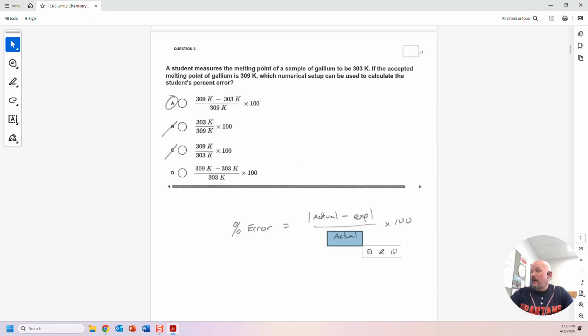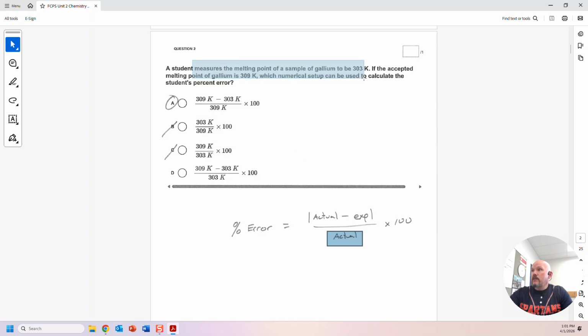So again, it doesn't matter if you do experimental minus actual or actual minus experimental. That doesn't matter. But what matters is you're taking the absolute value of the difference and then you're dividing by the true value, the known value. Okay, so we got to be able to read the question and realize what was our experimental value versus what were we trying to get, right?